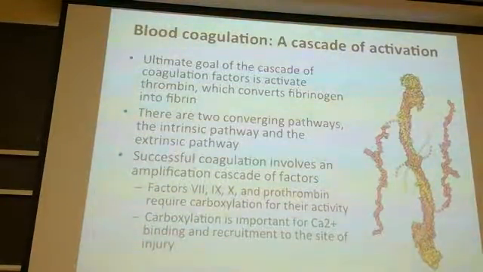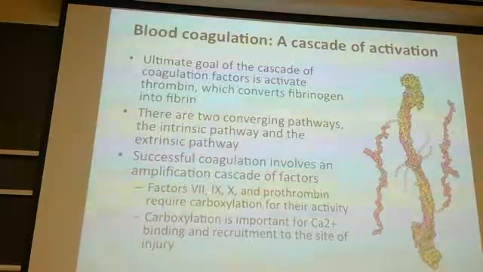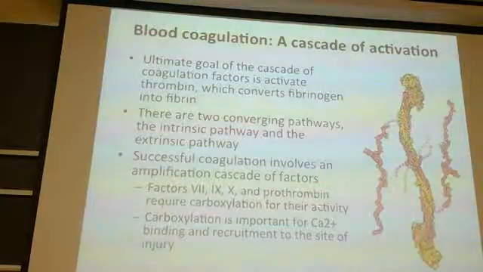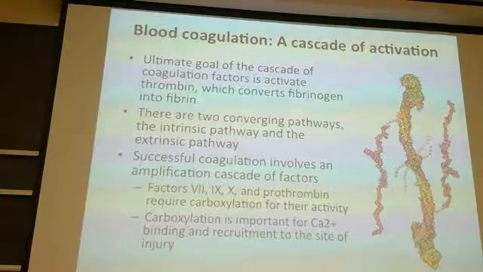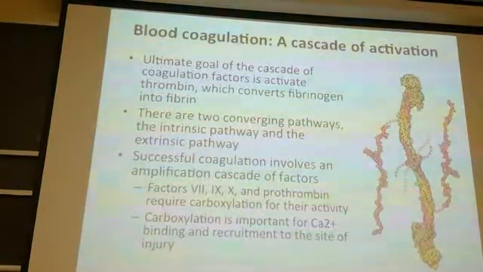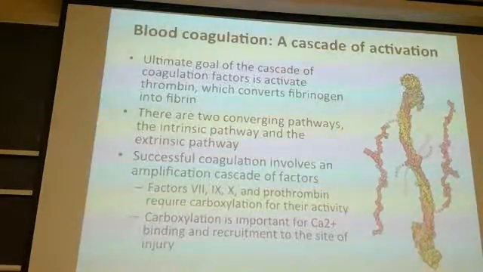And so successful coagulation involves an amplification cascade of factors. Particularly important, as I mentioned, is that factors 7, 9, 10, and prothrombin all require vitamin K dependent carboxylation for their activity, and this is important because it allows them to chelate calcium, and this is necessary for recruitment to these sites of injury.